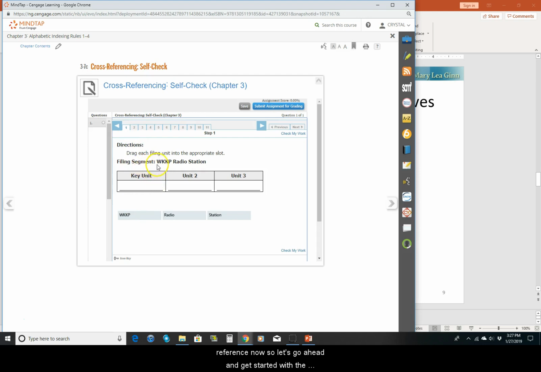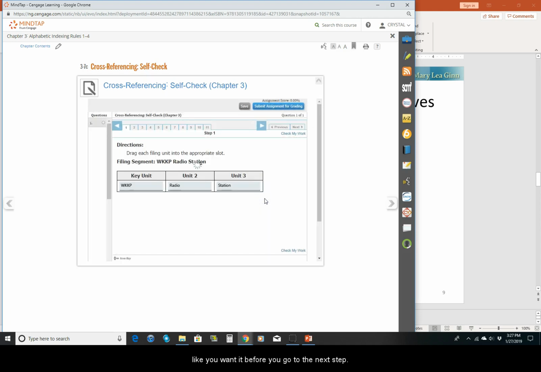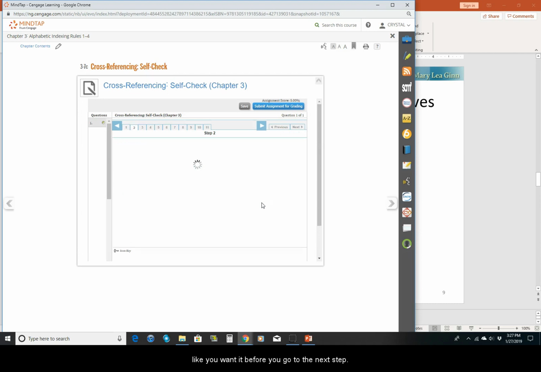The filing segment is WKKP radio station, so the key unit will be WKKP, radio will be 2, and station will be 3. So we move to the next question, and they're going to require you to click on next, and they just tell you that once you leave this step, you will not be permitted to edit it. So be sure that you have it like you want it before you go to the next step.